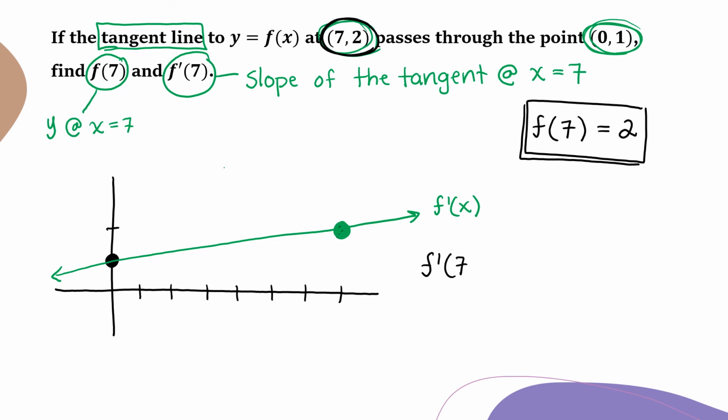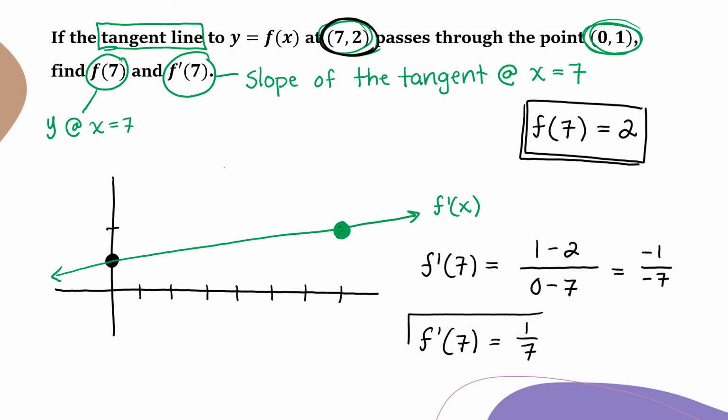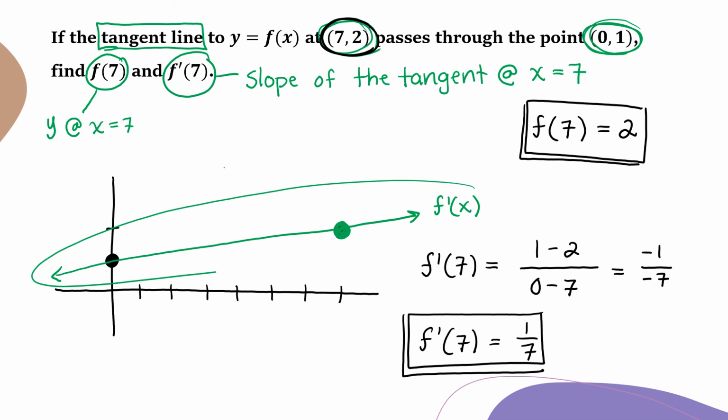So f prime of 7 will be equal to 1 minus 2 over 0 minus 7. 1 minus 2 gives us negative 1 over negative 7. So f prime of 7 is equal to 1/7. And that's just the slope of our tangent line. So the slope of this line here. Up 1 over 7.